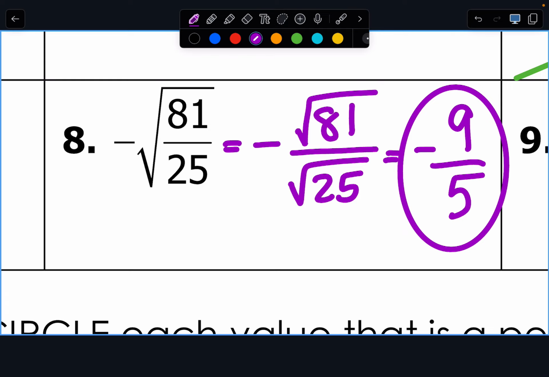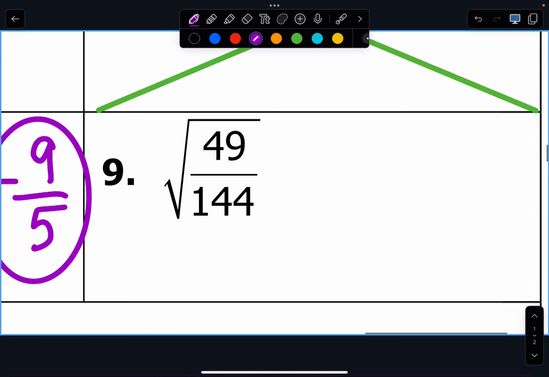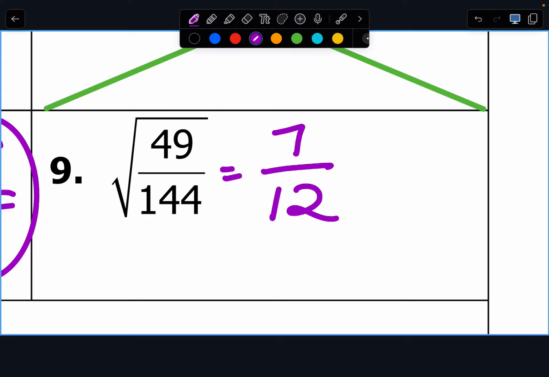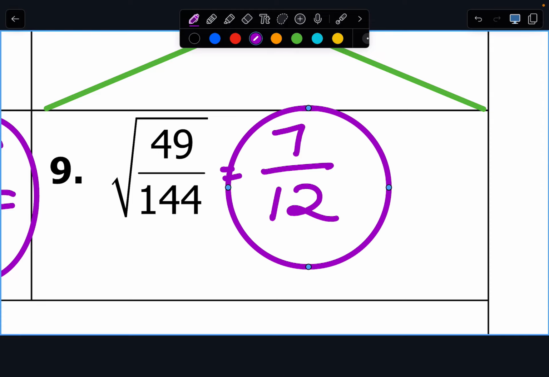How about you write down what you think the answer is for number 9? Colton. Marshall, do you have an idea for number 9? Yes, you do. I like your answer. Marshall didn't like his answer, but I like it. Marshall has 7/12. Is Marshall correct? Yeah, Marshall's correct. The square root of 49 is 7. The square root of 144 is 12.